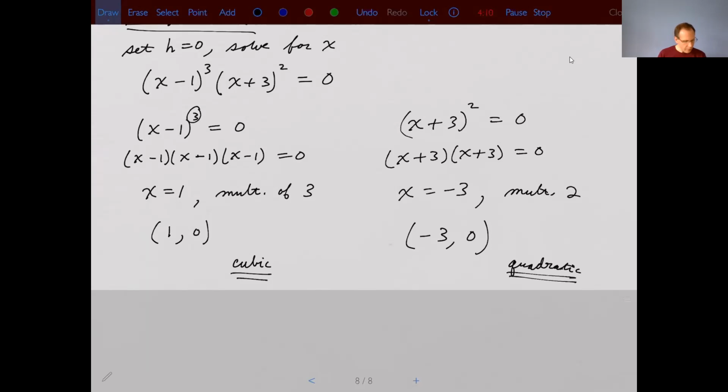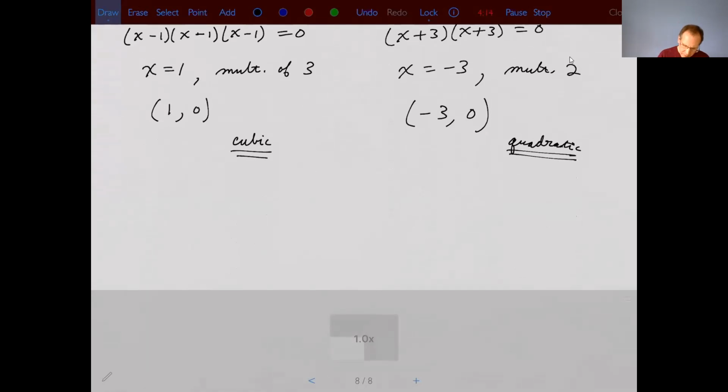Okay, the other thing that we can think about is what happens with long run behavior. Because we have to know, as x gets really, really large or really, really small, what's happening to h? Is it getting small or getting large? So let's look a little bit at the long run behavior.